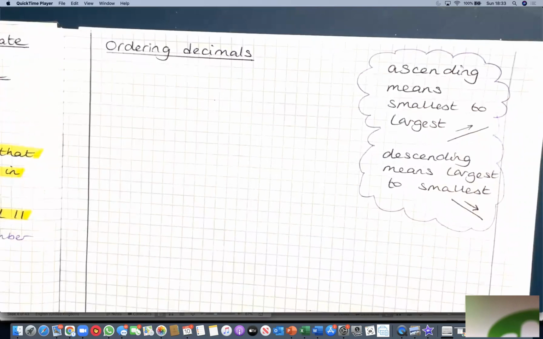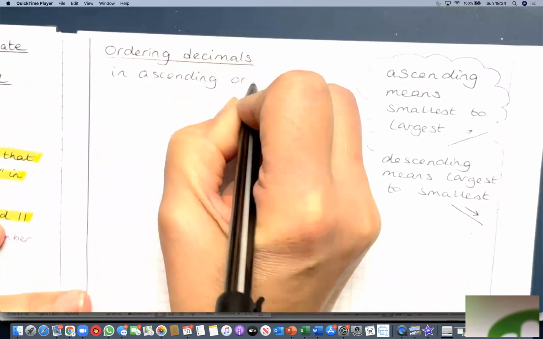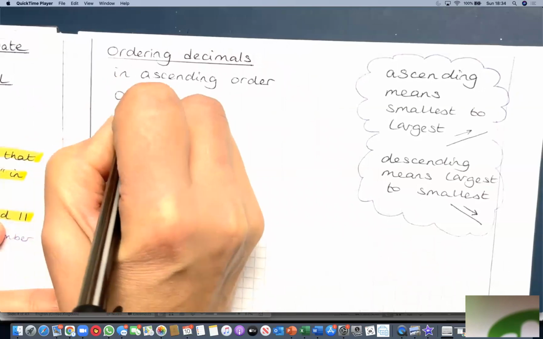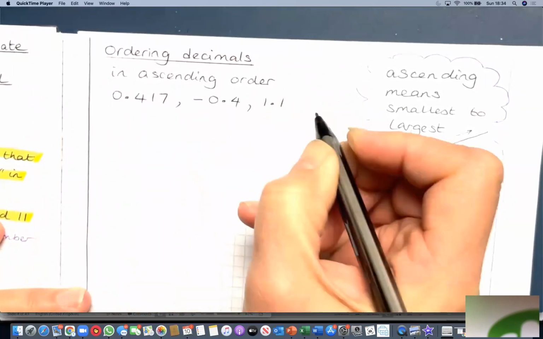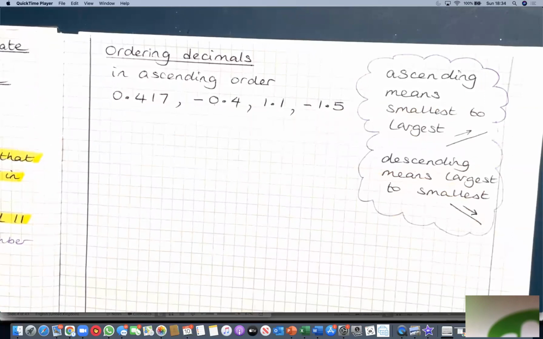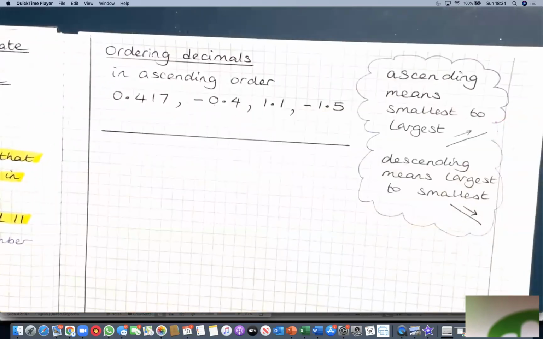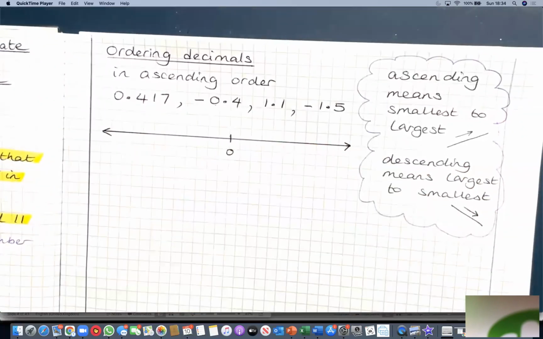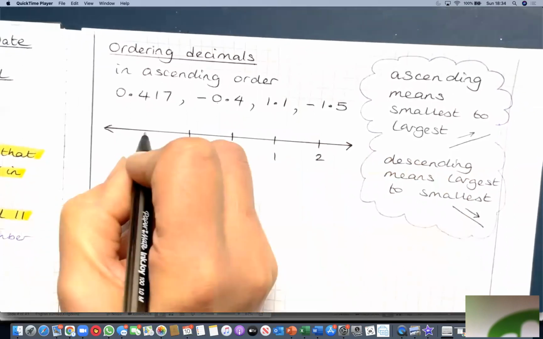Okay, so I'm going to order these decimals in ascending order. And the 4 numbers I've chosen, I've got 0.417, I've got negative 0.4, I've got 1.1, and I've got negative 1.5. Now, my suggestion for a question like this is to draw yourself a quick number line. It doesn't have to be particularly accurate or to scale, but you just want something so you can visualize what we're looking at. So as I say, it's just a quick sketch. I'm going to try and make it reasonably accurate, but as I say, it is just representative.